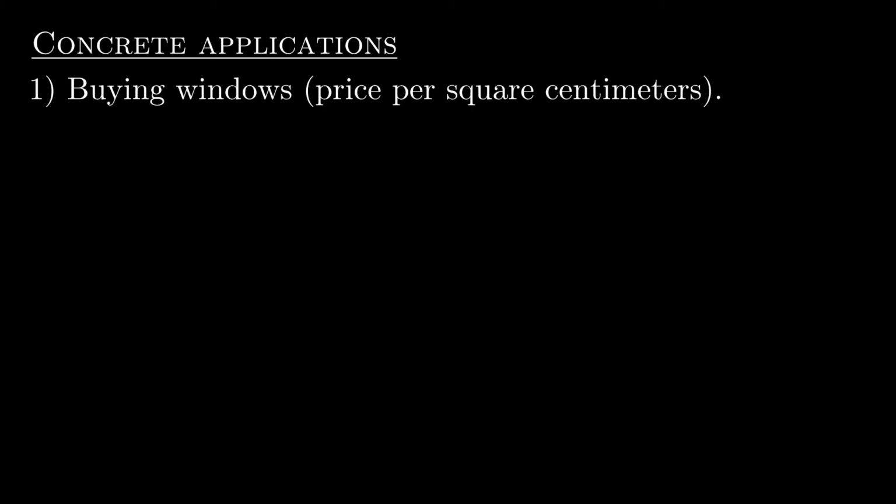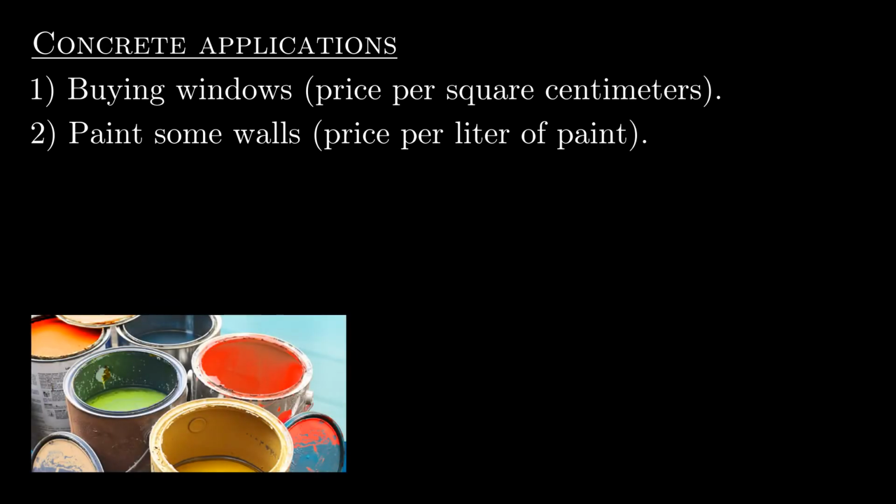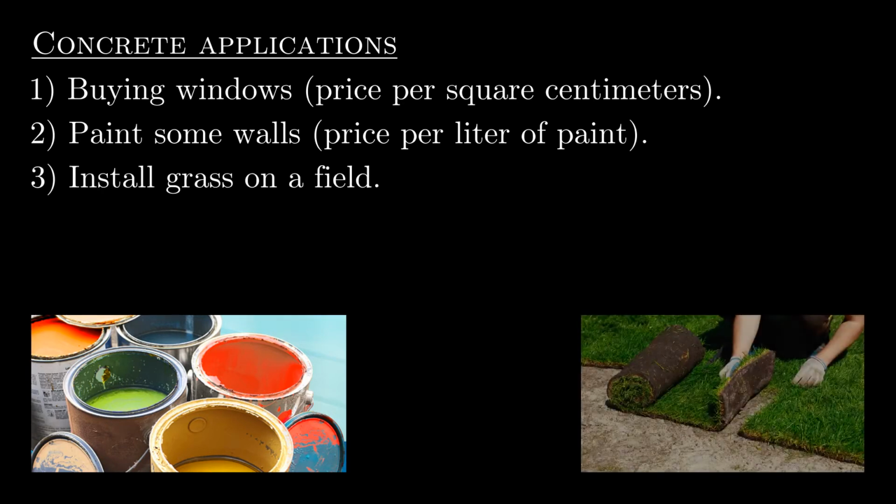Let's have a look at some concrete applications. If you want to buy some windows and want to have a price estimation, then having the area of the window would be useful because the price is often per square centimeter. If you want to paint some walls inside your house and you want to buy some paint, well, to be able to paint this wall, you have to have a good quantity of paint. So this is directly related to the area of the walls. And then finally, if you wish to install some grass on your field, then you would need to have a good quantity of grass to cover the area of your field.